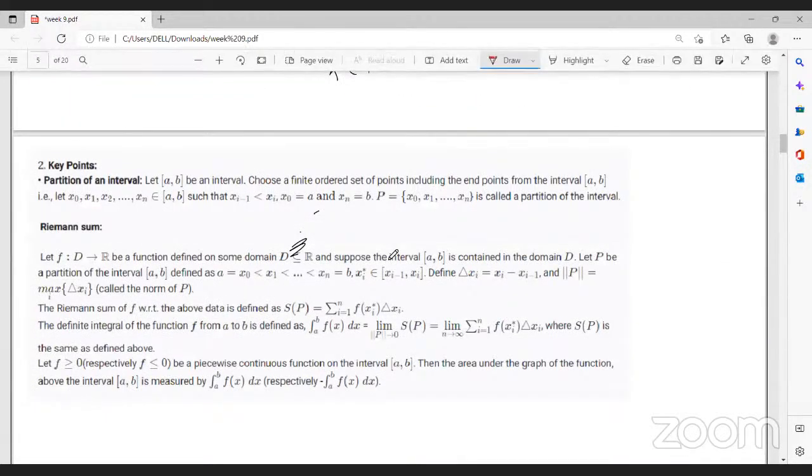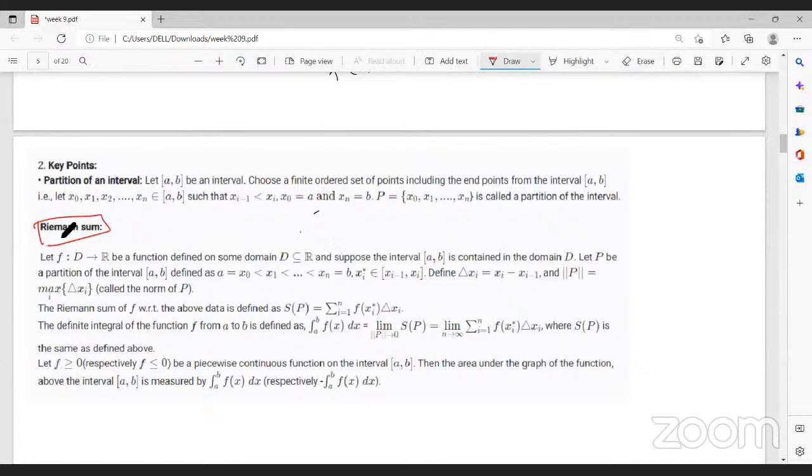Okay, so now the next part is the Riemann sum. I think the last session was totally on this concept only, so I will quickly explain what it is. Whenever we come across a Riemann sum, just note this point: the sum equals the summation of i from 1 to n, f of xi star into delta xi.